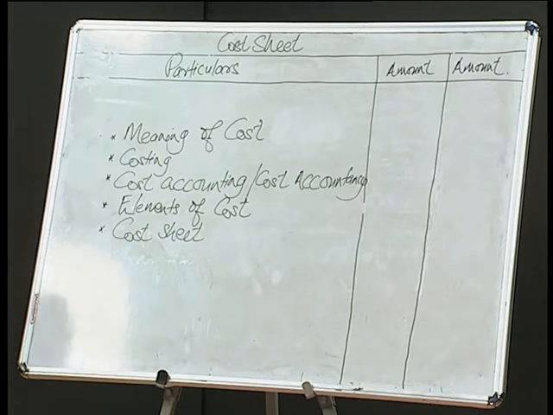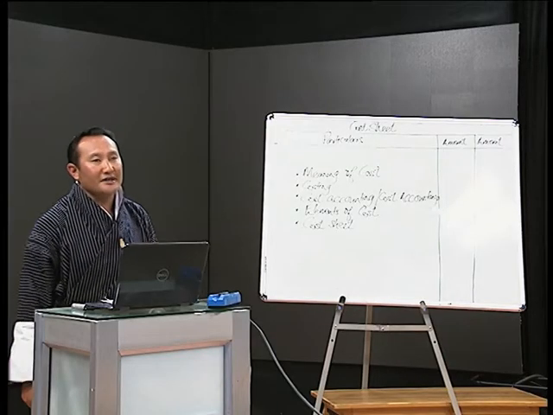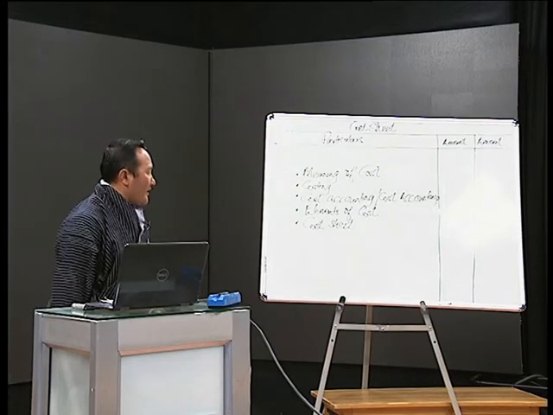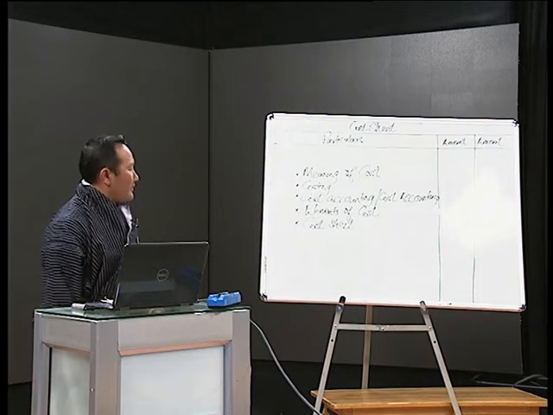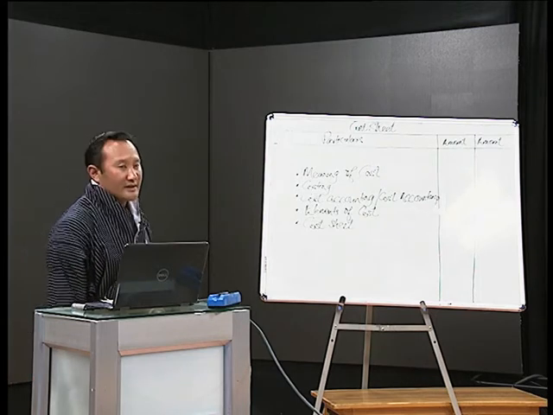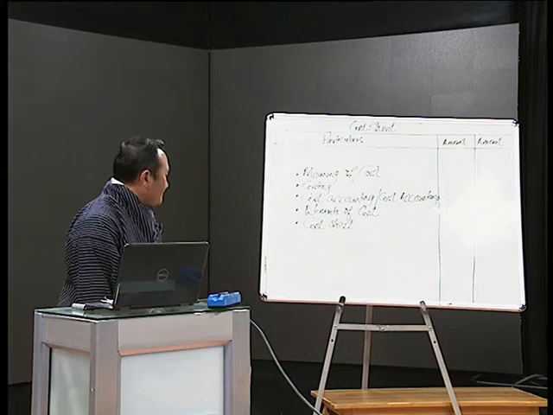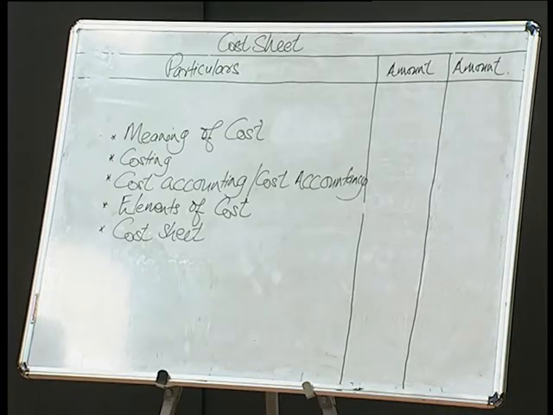And we have the elements of cost. Under elements of cost, broadly there are three: material cost, labor cost, and expenses, which we have in detail in the slides that I have prepared. Then we have also the cost sheet, and to give you a simple meaning, a cost sheet is a periodical statement which shows the various components of total cost and cost per unit. So this is what I am going to cover.